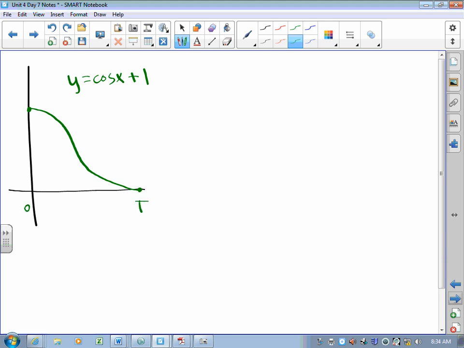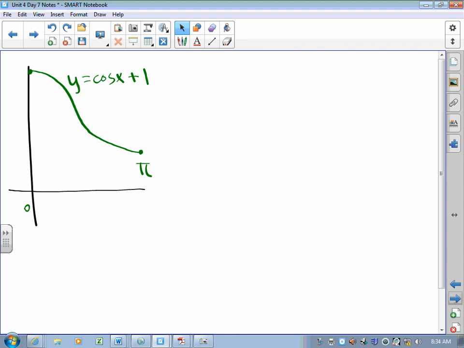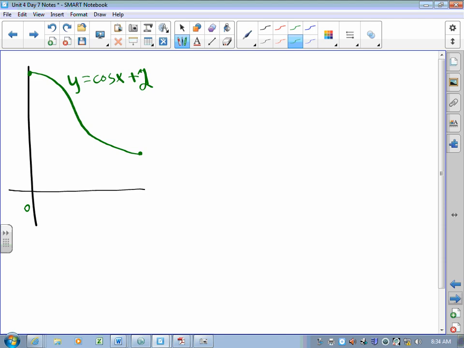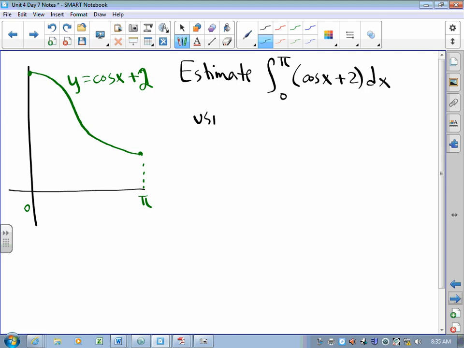I want to use it on 0 to pi. You know what? I'll even move this guy up, and I'll let this be cosine x plus 2 on 0 to pi. And I'm going to say, let's estimate the integral from 0 to pi of cosine x plus 2 dx using a trapezoidal approximation with 4 subintervals.